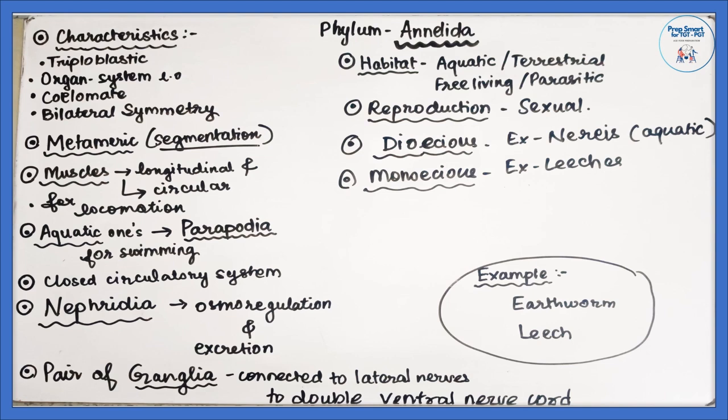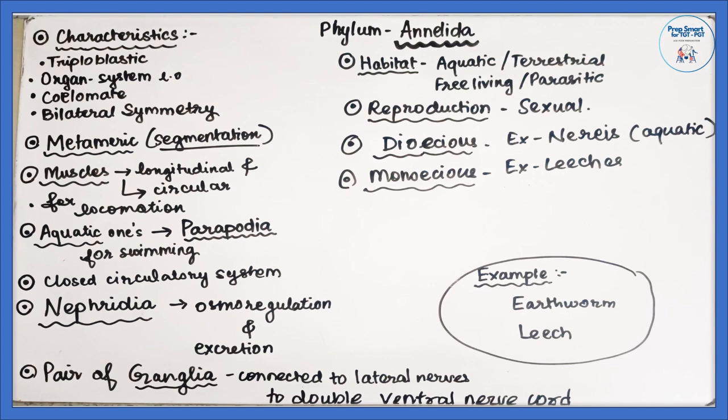They have muscles, longitudinal and circular, for locomotion. As for the habitat of the individuals of the phylum Annelida, they can be aquatic, terrestrial, free living or parasitic forms. The aquatic ones have parapodia for swimming. These are the locomotory organs, like minute rod-like chitinous setae or suckers, which are embedded over parapodia.